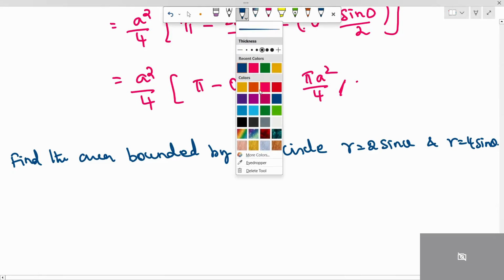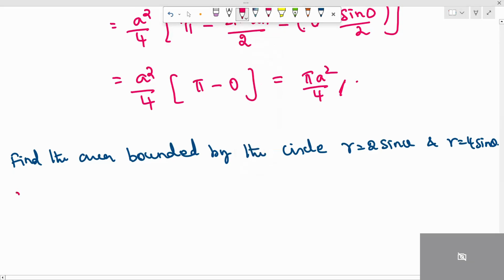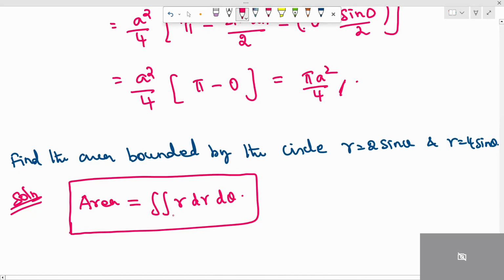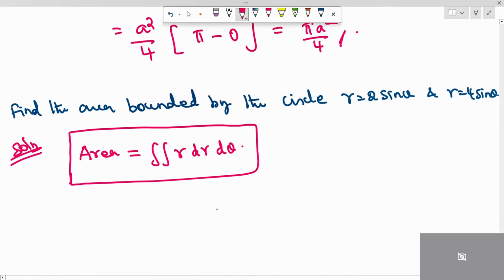Now we are going to find the area for the given curves. The first thing we have to write is the formula. Area formula is double integral r dr d theta. You should remember this one. In Cartesian coordinates, we used double integral dx dy or dy dx. In polar coordinates, you should remember double integral r dr d theta.